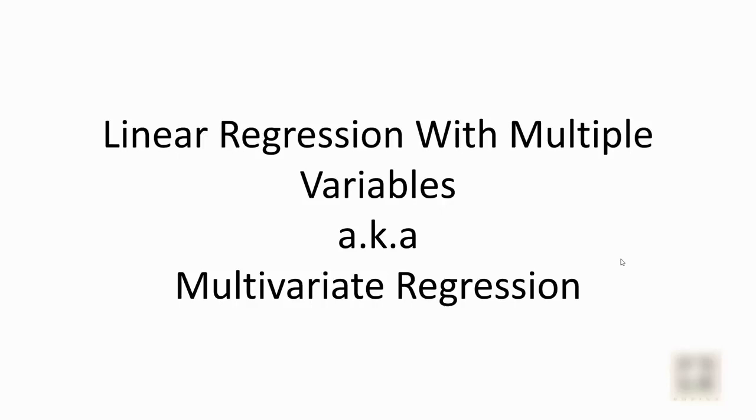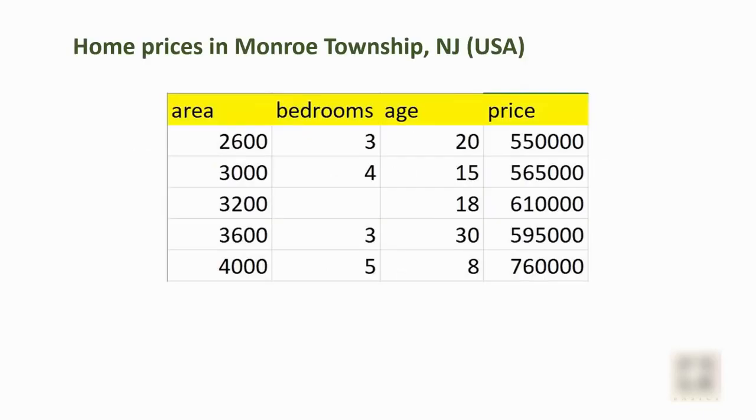We are going to look into linear regression with multiple variables, also known as multivariate regression. Using this, we are going to predict the home prices in Monroe Township, New Jersey. Here in this table, I have various metrics available such as area, bedroom, age, and these are the factors that the ultimate price depends on.